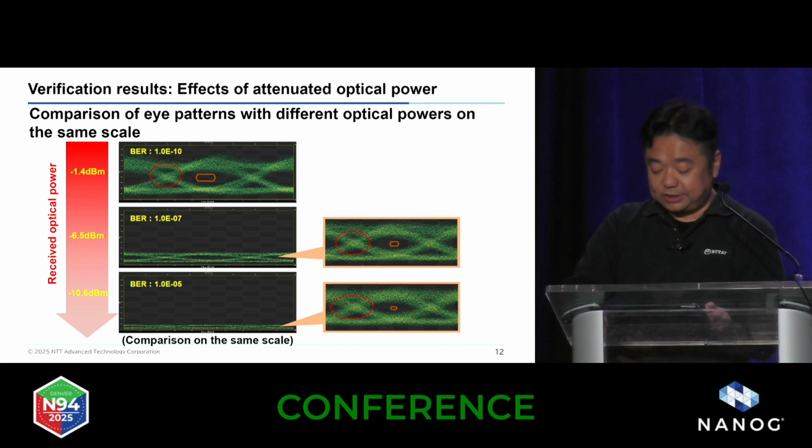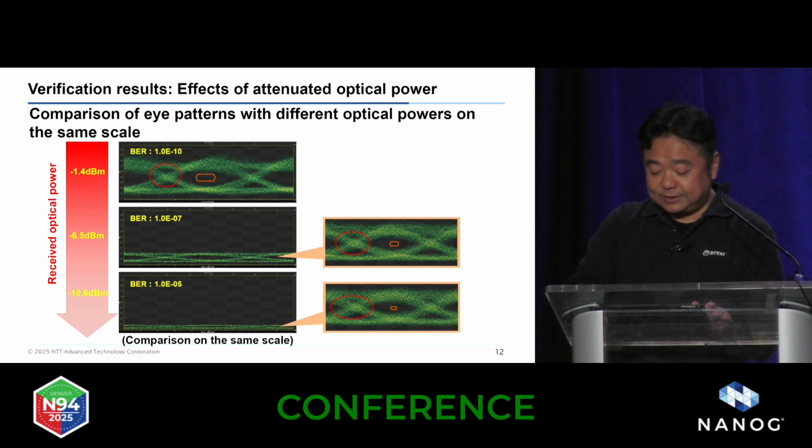The bottom image shows the eye pattern when the optical power is further reduced to -10.6 dB, almost the lower limit of the optical transceiver. The height of the eye pattern is even lower, and the eye opening is no longer visible when compared at the same scale. When enlarging the bottom image, you can see that the waveform appears a little hazy.